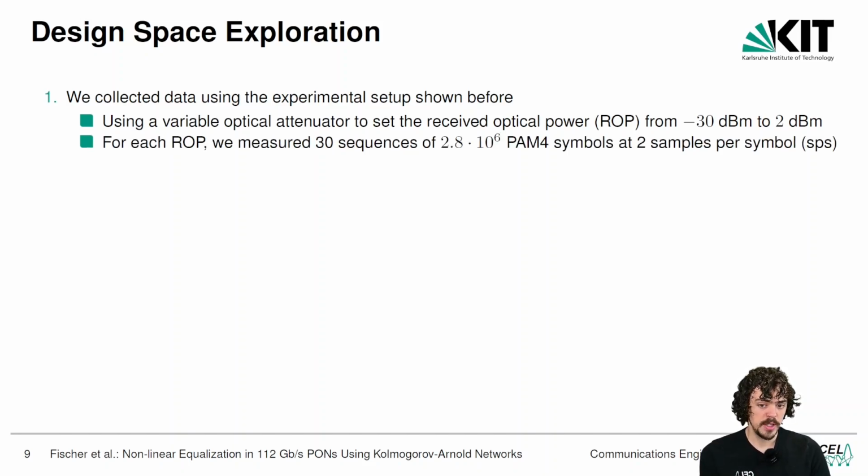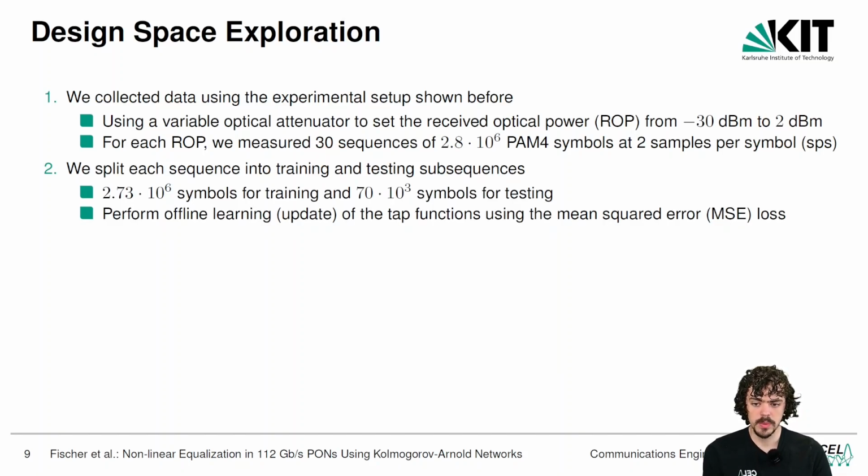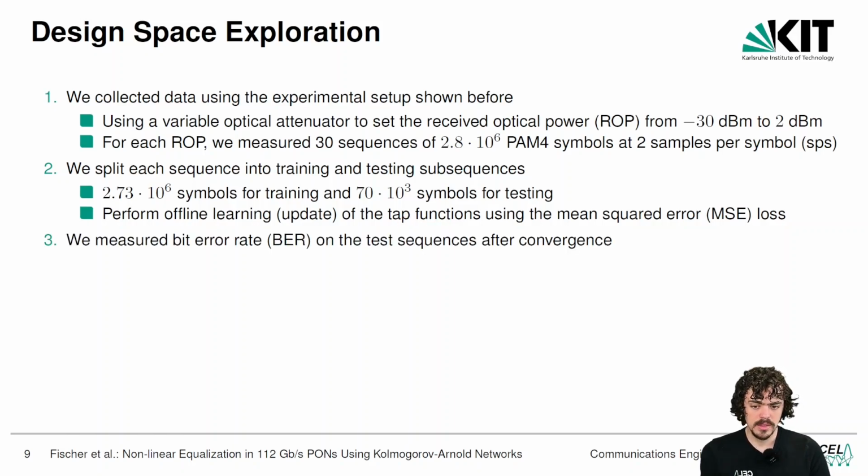For each ROP, we measured 30 sequences of 2.8 times 10^6 PAM4 symbols at 2 samples per symbol, so that we can perform averaging over multiple sequences. And then we split each sequence into training and testing subsequences. The size of the testing subsequence is only 70,000 symbols, and we perform offline learning, that is, the update of the tap functions using the mean square error loss. And after the equalizer has converged, we measured the bit error rate on the test sequences.